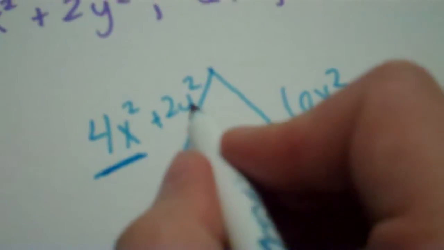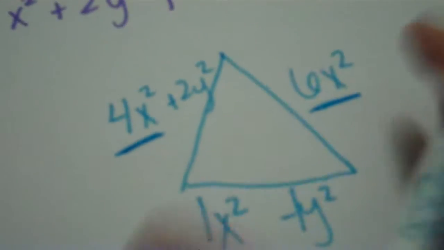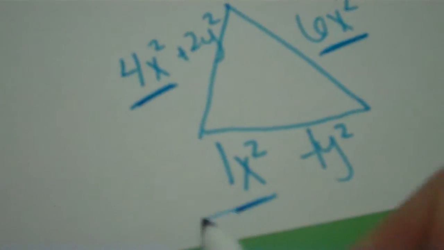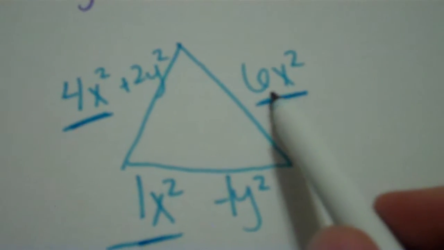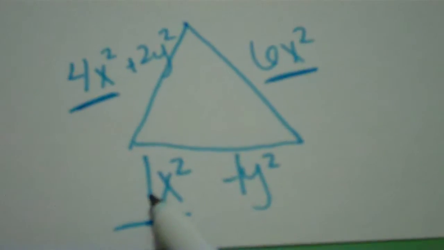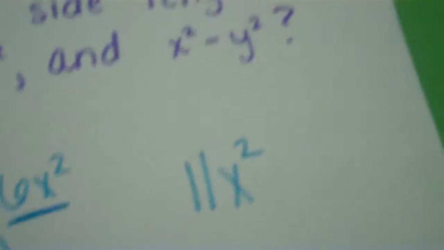Okay, so here's an x squared. Are there any other x squareds? This one's not an x squared, but this is. And this is. These are all x squareds. So I'm going to add them up. 4 plus 6 is 10. And 10 plus 1 is 11. So I have 11x squared.